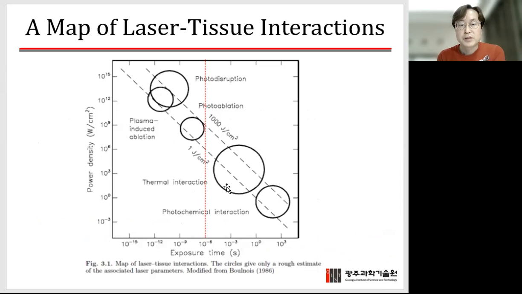So we have been discussing the photochemical interaction, the thermal interaction, and the photoablation. And now we have only two interaction mechanisms left. Those two are plasma-induced ablation and photodisruption. And actually those two are very highly related to each other. Both of them require a very short time, so micro, nano, and picosecond range with a high power density.